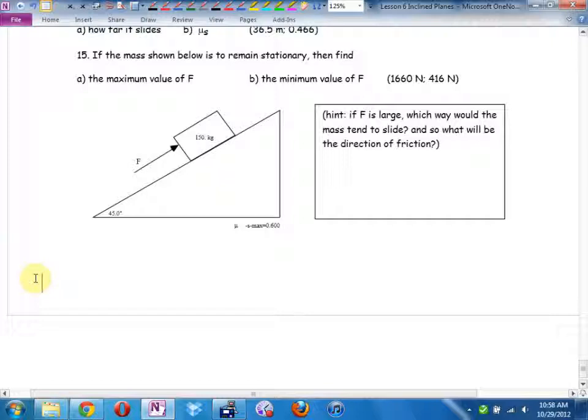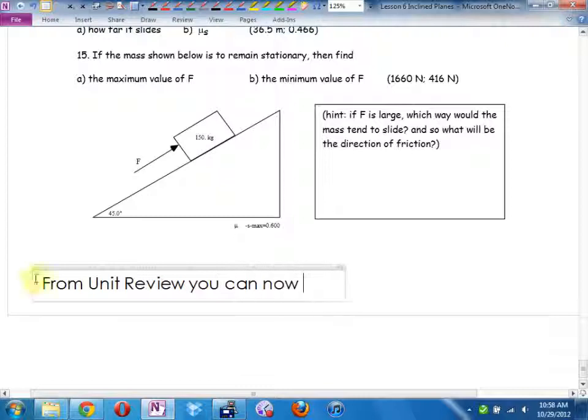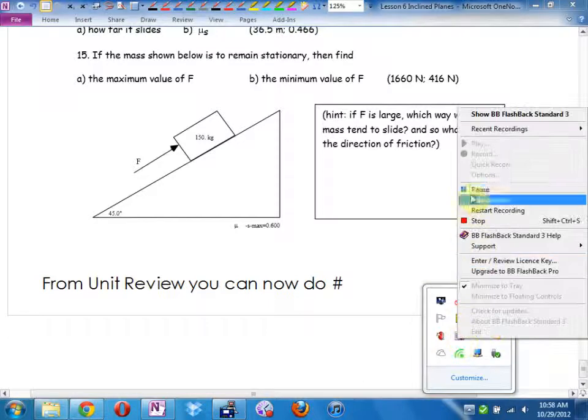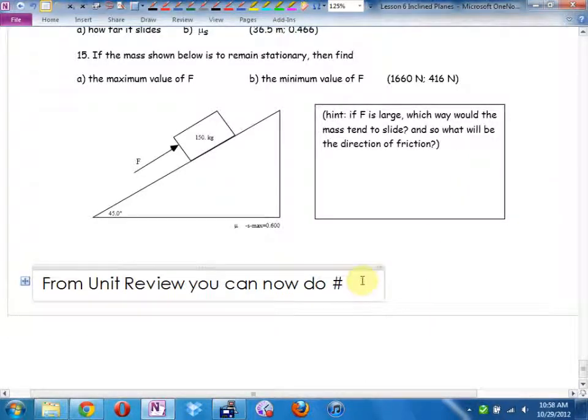And then we're winding towards the end of this. So from unit review, you can now do some of them already. I've got 3 more units. Your test is not this week. It probably won't be next week. It'll probably be the week after. So we want to start thinking about review.